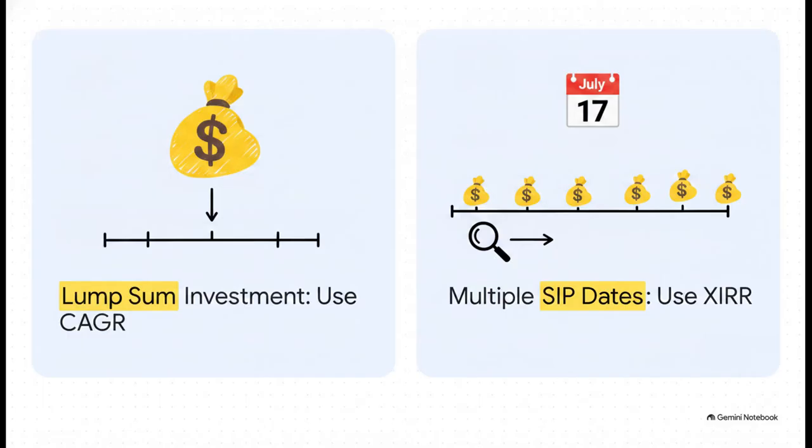Looking at these concepts side by side, it really gives us a super simple rule of thumb to remember. Got a one-time lump sum investment? Use CAGR. Got multiple SIP dates where you're trickling money in? Use XIRR. It's that simple. The mutual fund's reported return on its glossy fact sheet is almost always going to be a CAGR over a specific time period. That's how they market it. But your personal dashboard, the one tracking your specific deposits and your unique behavior, that should always be XIRR.